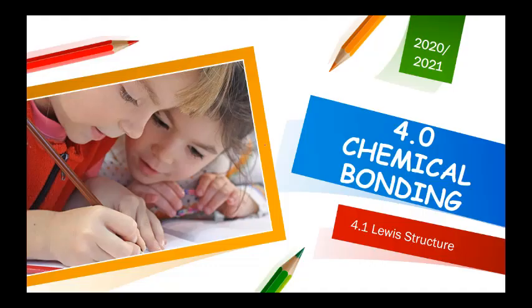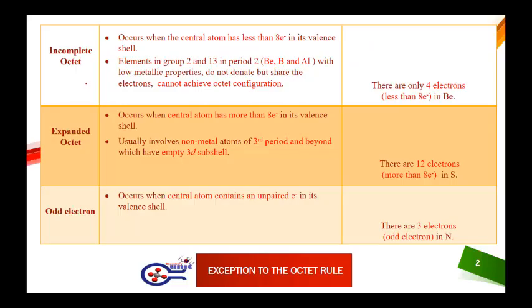Hi guys, let's recall the octet rule. The octet rule is achieved when a stable arrangement is attained, in which the atom is surrounded by 8 electrons. In this lesson, we will study molecular situations that do not obey the octet rule. These exceptions to the octet rule fall into 3 categories.